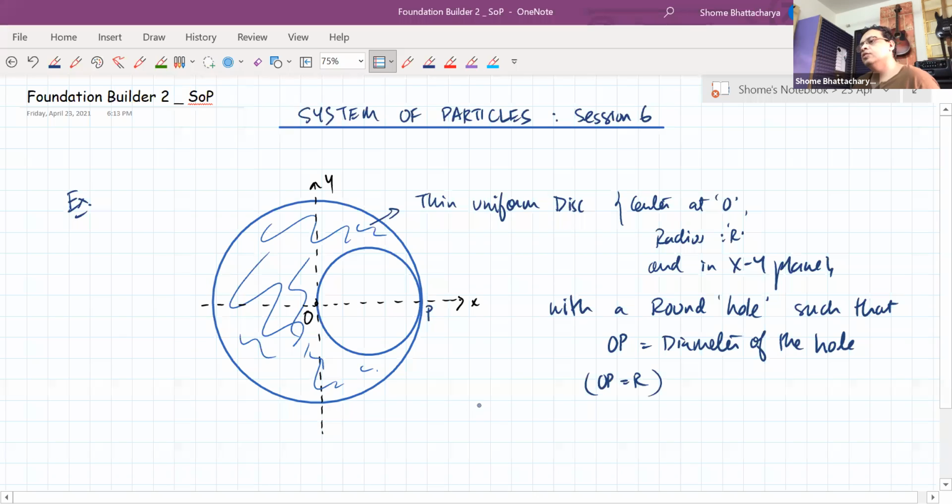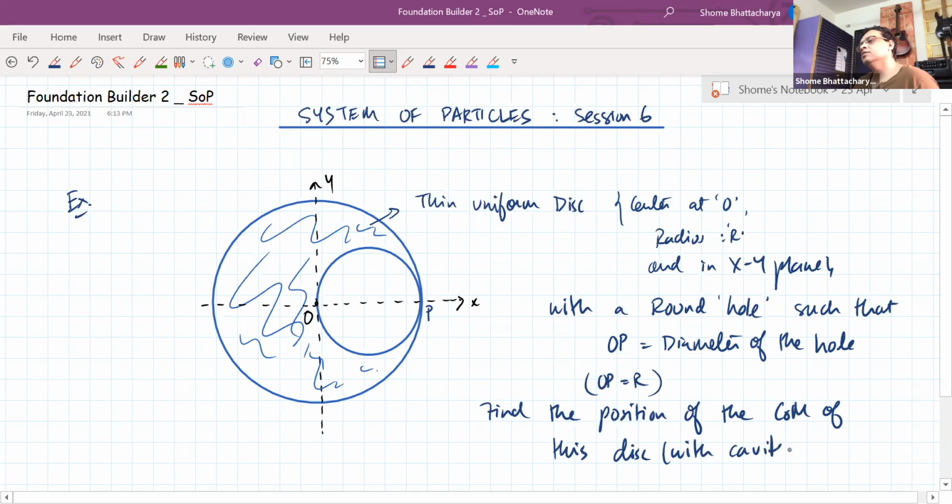Okay. So we have to find the position of the center of mass of this disk with cavity. It's not a full disk, it is a disk which has a cavity. So this structure, we have to find the position of its center of mass. So just note down the question and try to visualize how we'll solve it. I'll explain it.